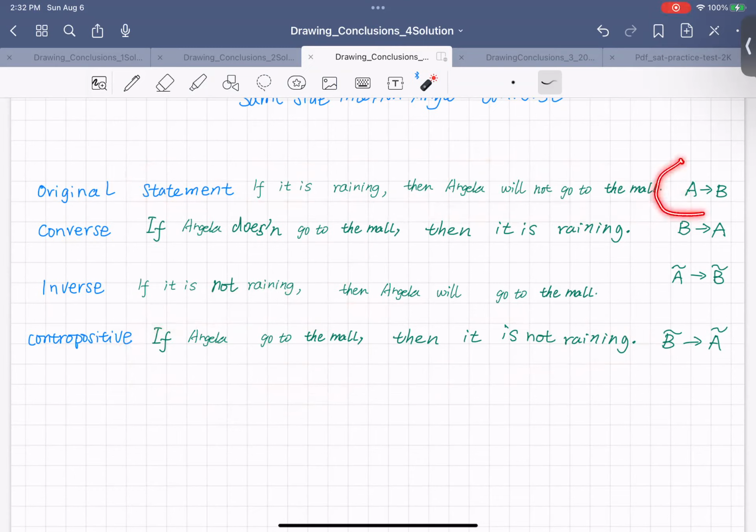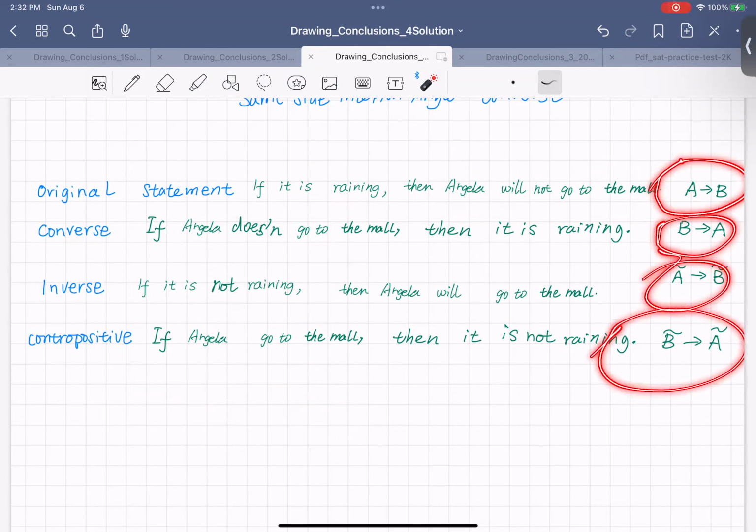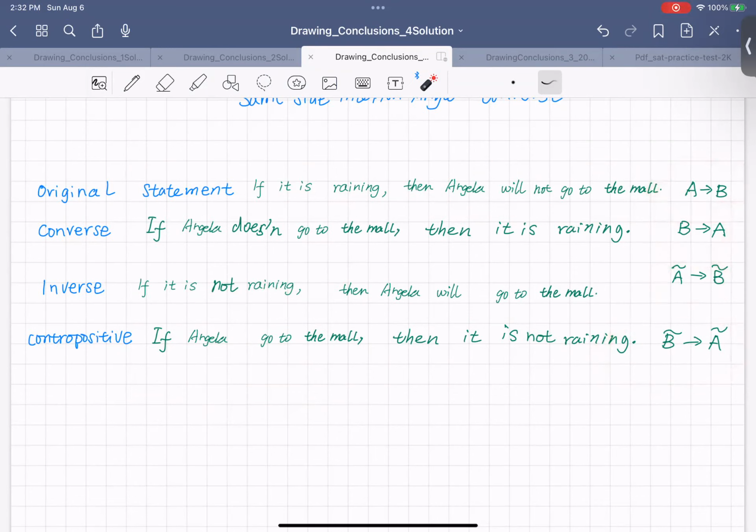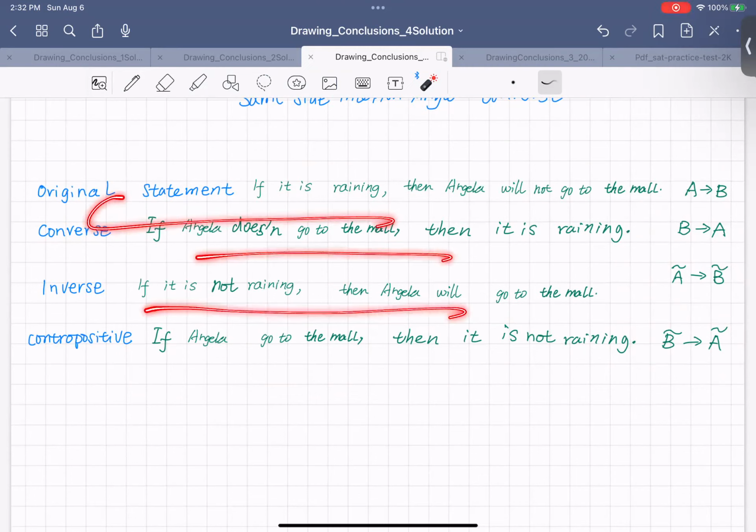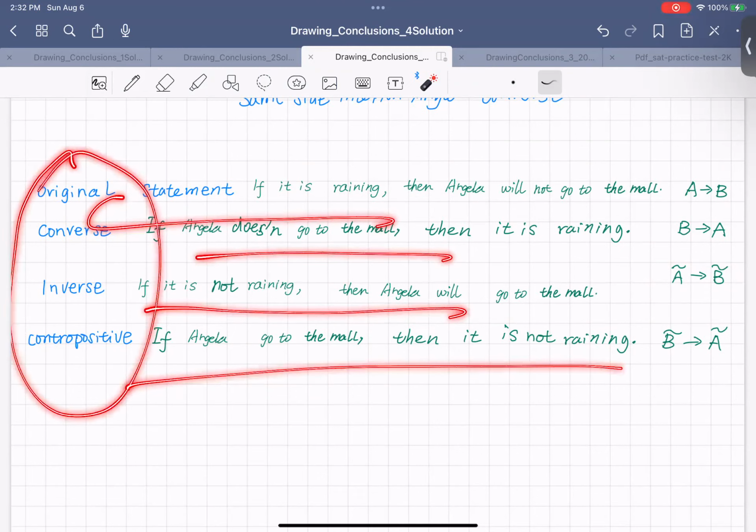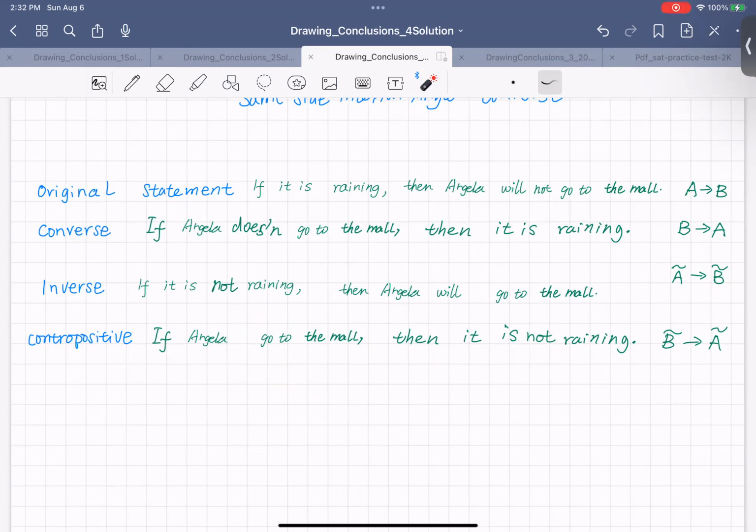So write down these notes. Go ahead. I want all the girls and boys to make your own examples. Say something else. If it is what, then what? And then do your own version of the original statement, converse statement, inverse statement, and contrapositive statement. Write down very neatly on your paper so that I'm able to read and tell if your example is correct or not. Go ahead, please.